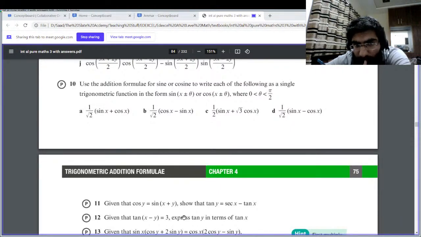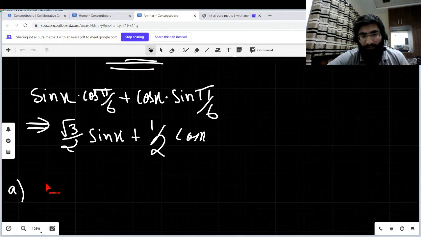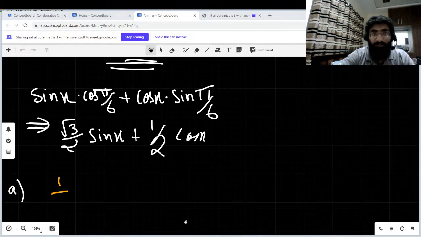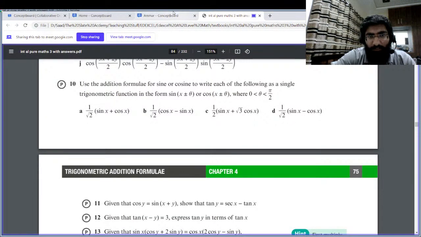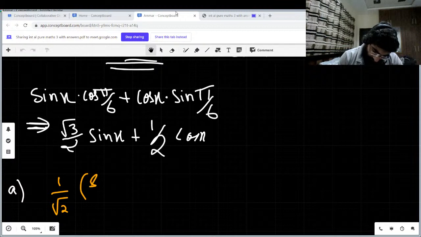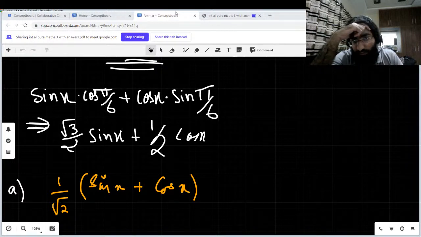Can you do the first one? Sure, let me try. Okay, so what have I got over here? 1 by root 2. What else? 1 by root 2 into sine x plus cos x. 1 by root 2 is equal to what in terms of sine? In terms of sine, what is 1 by root 2?